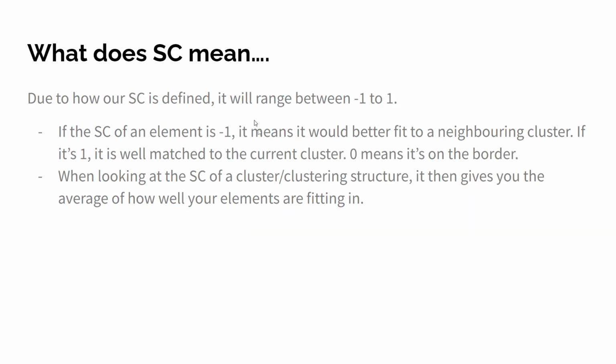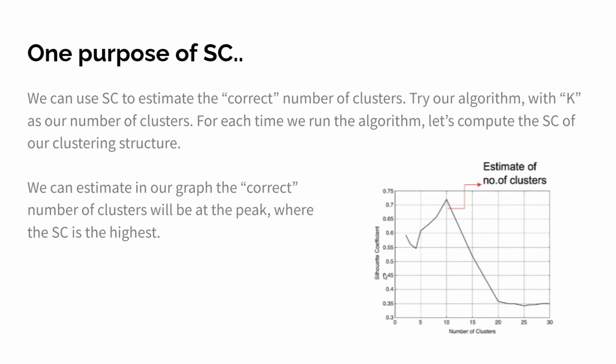And remember, ranging to 1 means it's well matched. So if we look at the SC of the whole clustering structure, and it's 1 on average, or quite high, that means every element is suited to its current cluster quite well. If it's low down, then that means every element isn't suited well. So we're going to run our algorithm with loads of different numbers of clusters. We're going to go from 1 to 30 and see when the SC is the highest, and that's going to be our estimate for the number of clusters.